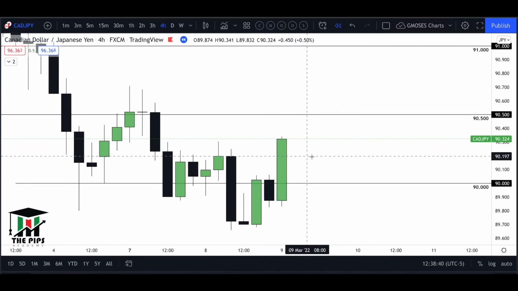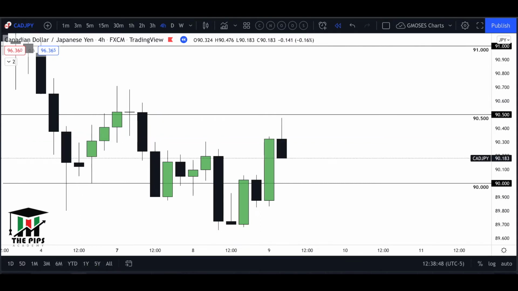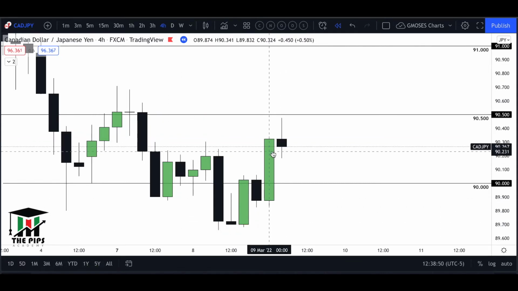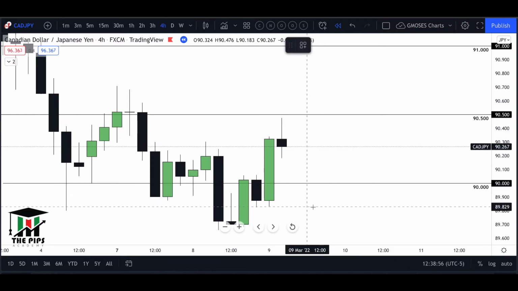And whenever you have a break of structure, you're always going to have a retest. Okay, so let's look at this. Let's look at the next candle. We can see that on a bigger time frame, we're starting to get a pullback. So what we can do, we can pull out our Fibonacci tool.